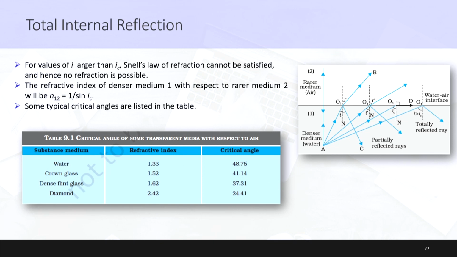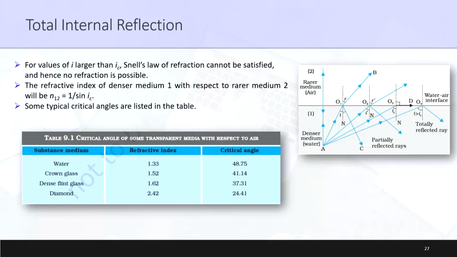Let us move on. For values of i larger than iC, Snell's law of refraction cannot be satisfied. Why can it not be satisfied? Because the angle of refraction cannot be greater than 90 degrees. If it is greater than 90 degrees, then the value of sin i will come out as greater than 1. Hence, no refraction is possible. The refractive index of the denser medium 1 with respect to rarer medium 2 will be n12 is equal to 1 by sin iC, quite evident, because we know that n12 is equal to 1 by n21, and n21 we have just calculated, which is equal to sin iC. Therefore, we get n12 is equal to 1 by sin iC, which is written here.